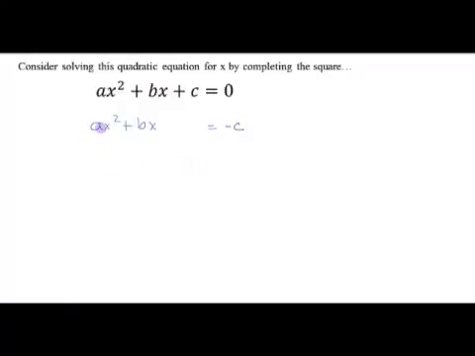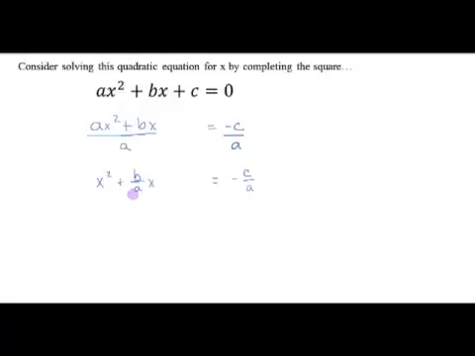Next, what we need to do is make sure that this leading coefficient is 1. For all the polynomials that we completed the square on, we had a leading coefficient of 1, so we'll need to ensure that. Let's divide by a to make sure that this leading coefficient is 1. That gives me x squared plus b over a x equals negative c over a. Then I want to go ahead and complete the square.